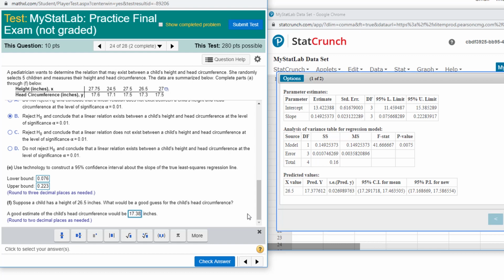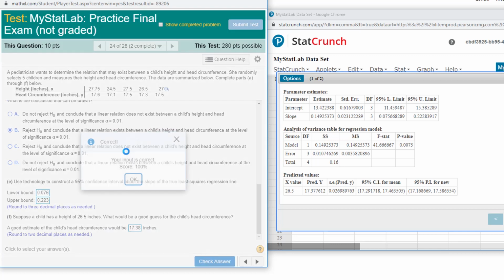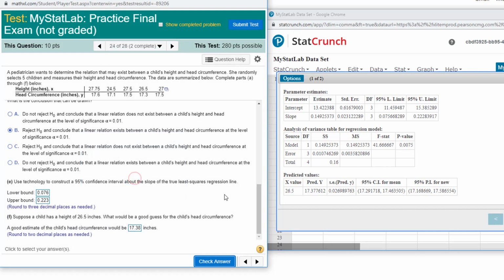17.38. And if I didn't make any typos, let's check our answer. See, 100% correct. That's great. That's what I want to see. Let's go on. Problem 25.